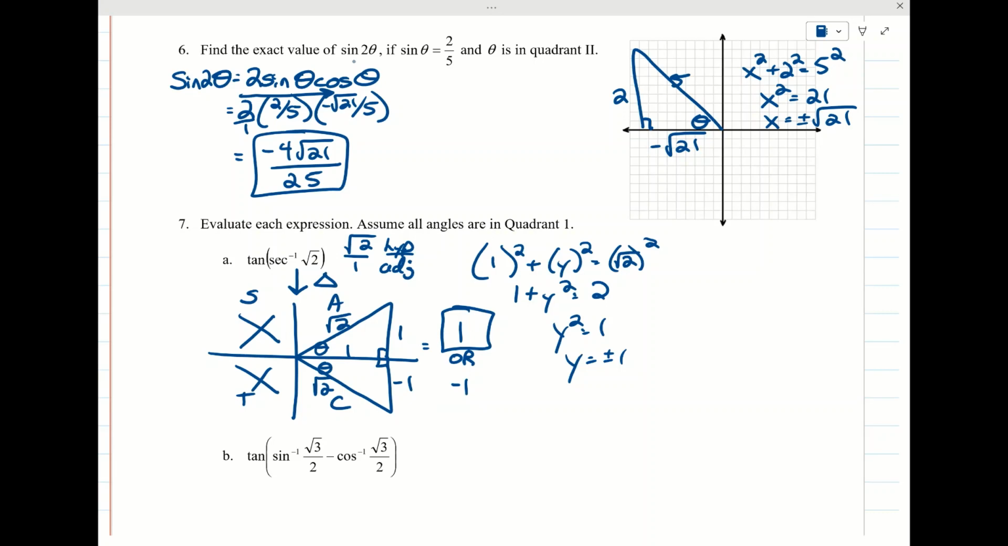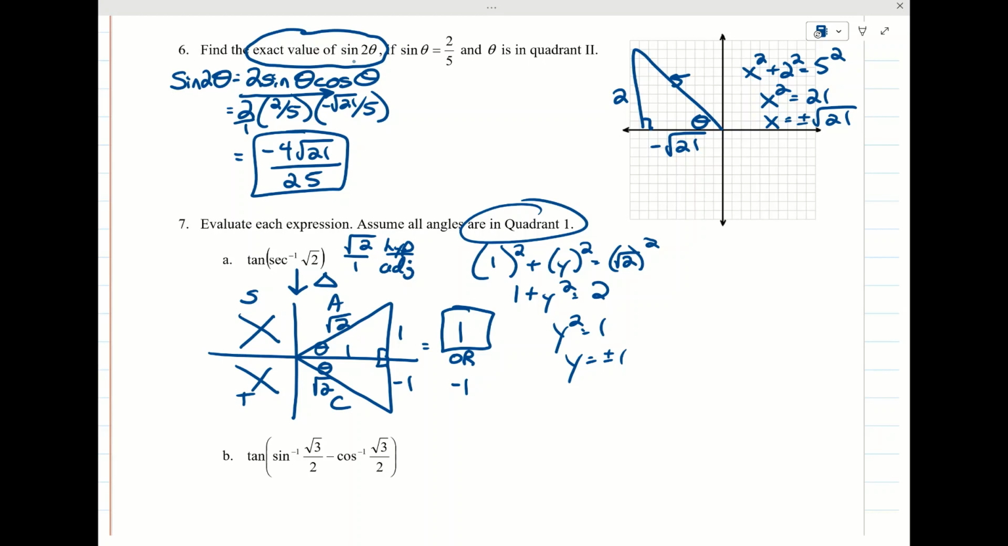Why would you do inverse sine? Just to get rid of the sine. So it's asking you to find the exact value of sine of 2 theta. So I understand what you're saying. If I asked you to find the value of theta, you're right. Okay. But I'm asking you to find the value of sine of 2 theta. So you just do that. All right, good question. Thank you for catching this in quadrant 1. Thank you.